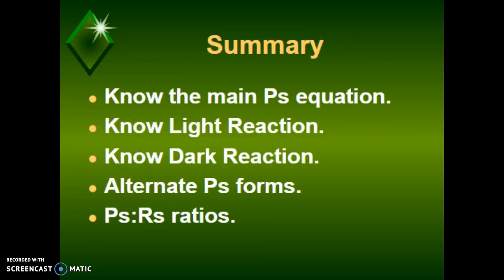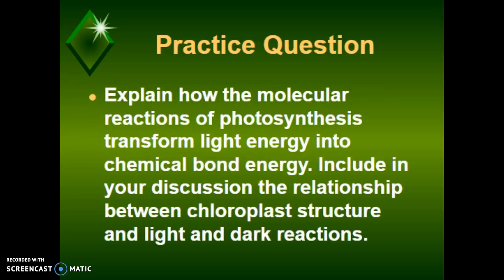And here's our summary. Know the balanced equation, know what the dark and light reactions are, know where they happen, know what they produce, what they take in, all that stuff. Know the alternate forms of photosynthesis, so C4 and CAM plants, and then know those comments about photosynthetic and respiration ratios.